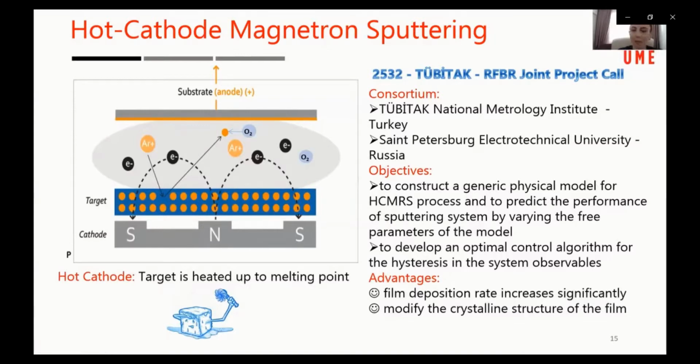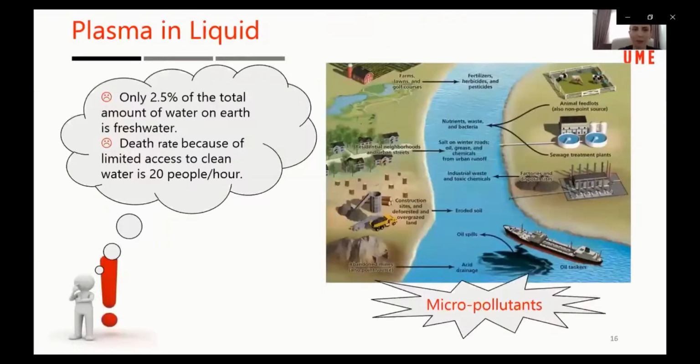So since I don't have much time, I'm not going into the details of this one too much. And let's continue with the final point of my talk, plasma in liquid. Now, I'm really sad to tell you that only 2.5% of the total amount of water on Earth is fresh water. And the death rate, because of limited access to clean water, is 20 people per hour. Yet, we continue to pollute our fresh water by fertilizers, by pesticides, by industrial waste or oil spills, and so forth.